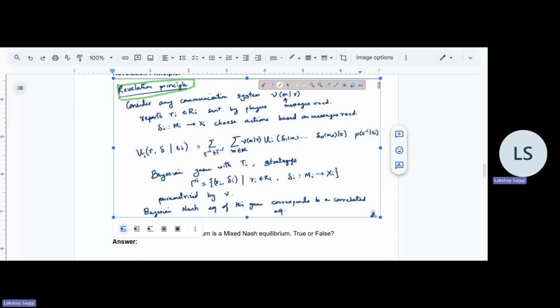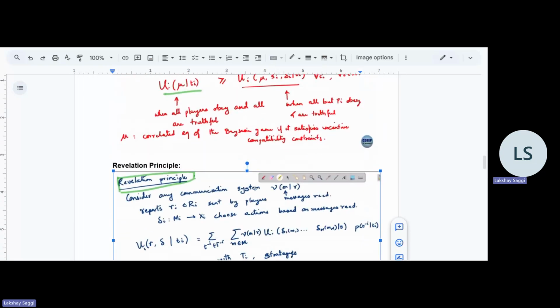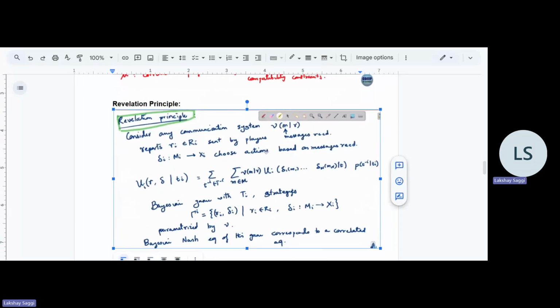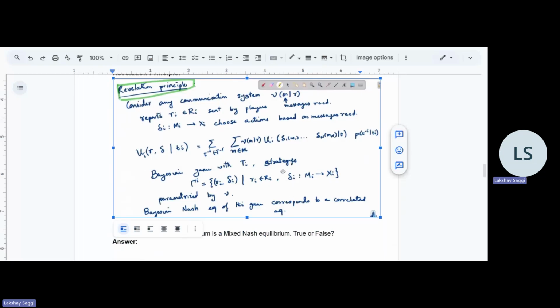So the revelation principle, at least I don't know the workings of it on the inside, but the statement seems very clean and beautiful: Bayesian Nash equilibria of these communication systems just correspond to a correlated equilibrium. So all of these communication games, you can reduce to a game which consists of a mediator, and you have to find a correlated equilibrium.